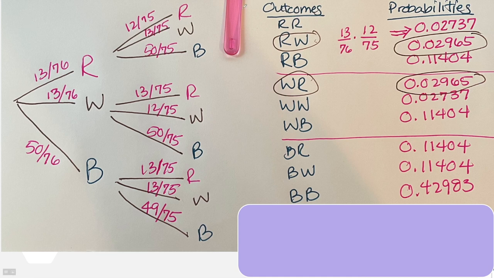And then I just keep going for the whole tree. I'm not going to write all that down. But the way I got this answer was I did R, 13 out of 76, times W, 13 out of 75. And when you do that math, it's just a little bit different, because you have 13 times 13 instead of 13 times 12. So it's just a little bit more. You get 0.02965 if you round to four significant digits. And then 13 out of 76 times 50, that's significantly more. 50 is significantly larger than 13, and so you get a significantly larger value here.